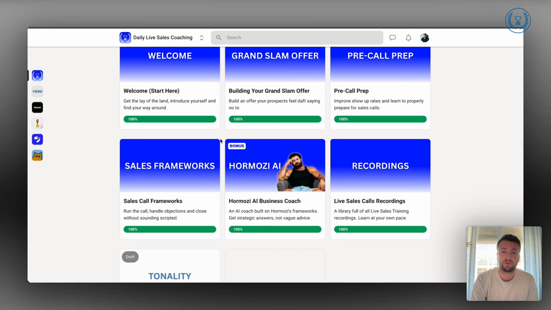You can also present your offer to it. If you want to make a few tweaks to it, it can give you real-time feedback. And this will just massively help you speed up the process you're going through, get to the point where you're actually closing more clients. And then if you see here as well, we also have the live sales call recordings.